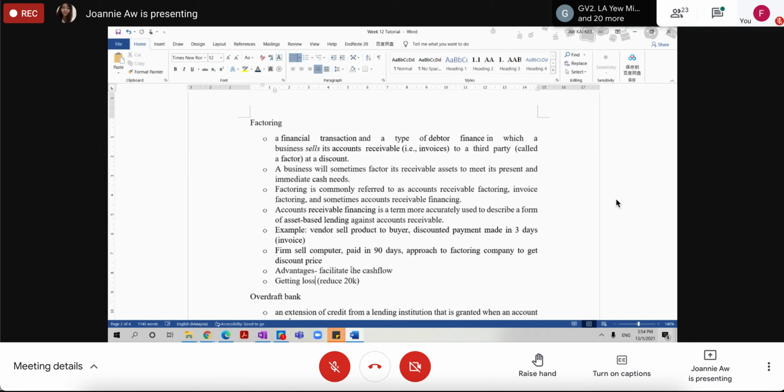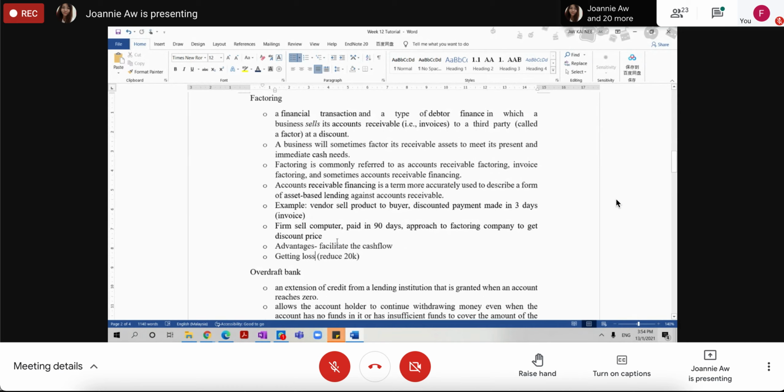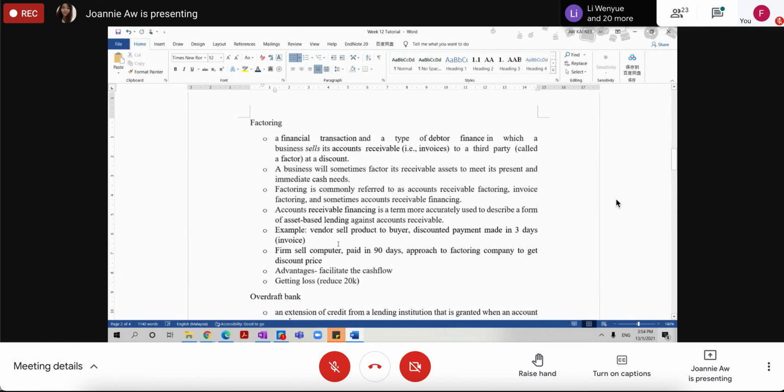Okay, so you can identify, because it's all in the lecture notes: factoring, overdraft, and so many other things if you see the diagram. So you identify which one is correct, and the way that I expect you to answer this kind of question is like the one that we have discussed. Okay, everyone?